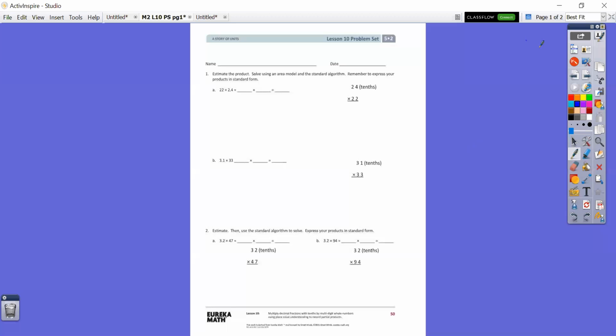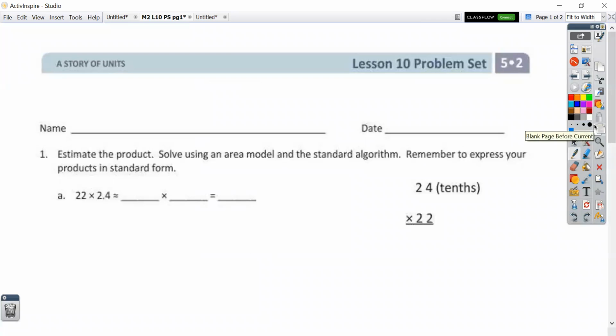All right, guys, welcome to the problem set video. Let's go ahead and zoom in so we can actually work on, oh, not fit to height, fit to width is the better one. Let's get our names on these.